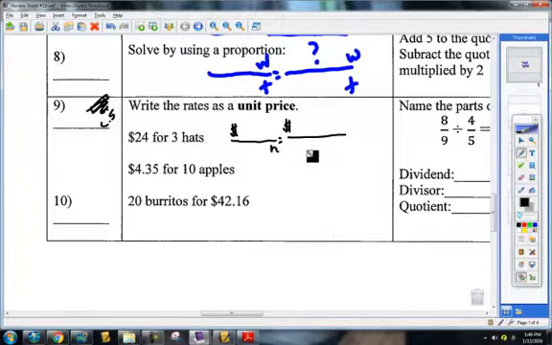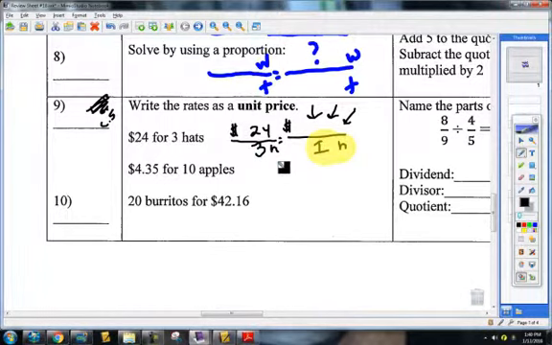So in this case, we're talking about hats. So it's just, here's your hats. And remember, 1 always goes in the bottom right. Pretty basic there. You just got to figure out how much money we are trying to figure out it costs for 1 hat. So you put your fake ratio here.